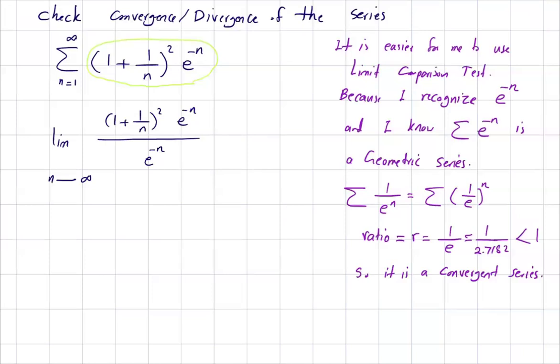So let me use a different color for this. I'm using the geometric series general term e to power negative n as n goes to infinity. But quickly note that you can cancel out these two common factors. So you end up with the limit of 1 plus 1 over n to power 2 as n goes to infinity. But 1 over infinity is 0. So you end up with 1 to power 2, or just 1.